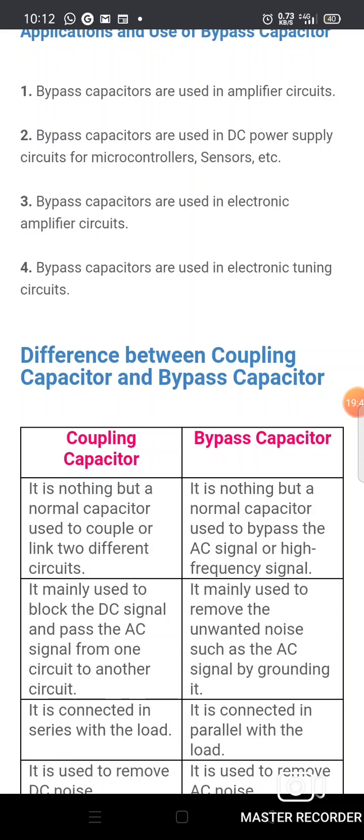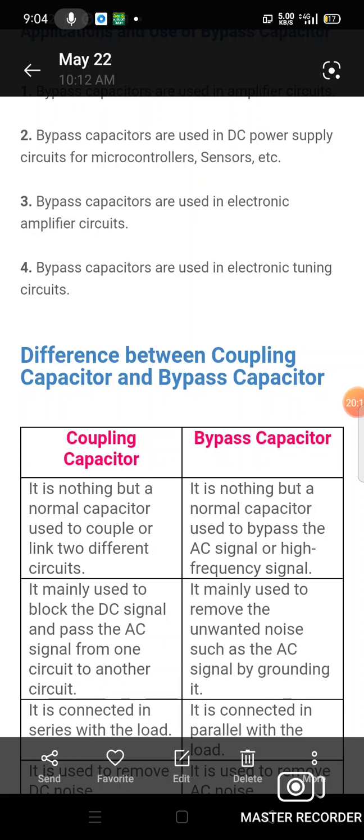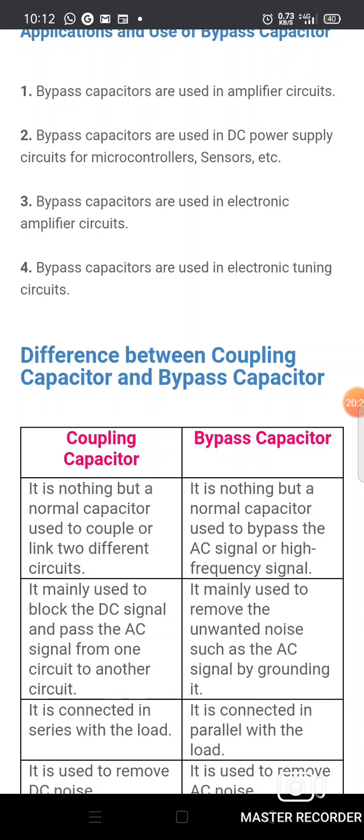And the bypass capacitor's second point: it is mainly used to remove the unwanted noise, such as the AC signal, by grounding it. For the bypass capacitor, the unwanted component is AC, and DC is not an unwanted component, because with AC signals the capacitor acts as a short circuit, and the AC signals pass to ground. So the unwanted signal for the bypass capacitor in the amplifier circuit is AC signals.